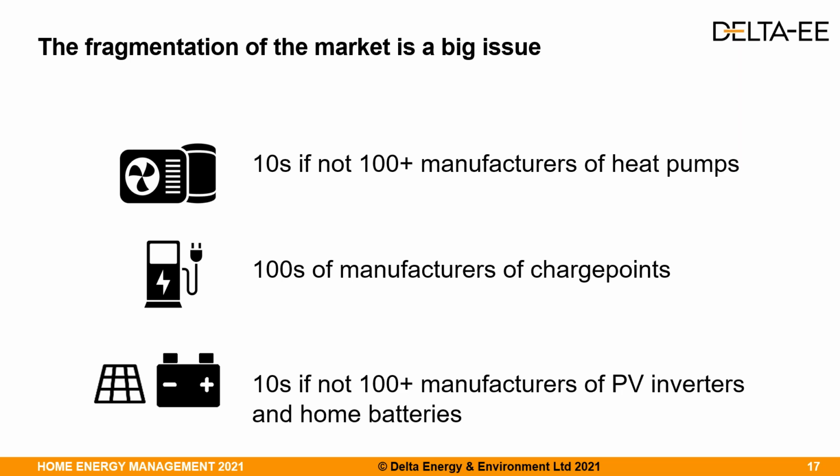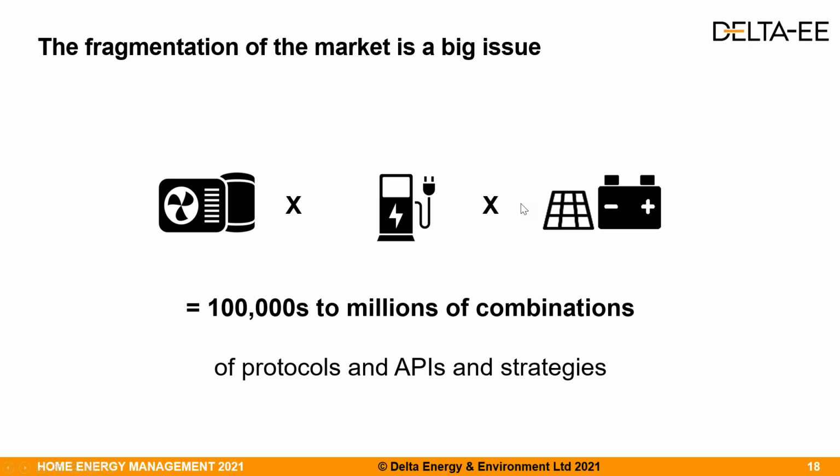For heat pumps, there are tens, if not 100 manufacturers across Europe, between air to water, air to air conditioning, even other types of electric heating. For EV charge points, with the massive growth that we are seeing across Europe, there are hundreds of companies active in the market, which means as many manufacturers, as many protocols to control the charge points and the load for the car. And there are tens, if not hundreds of manufacturers of PV inverters and batteries. So all of this combined means that you have hundreds of thousands of combinations between different loads in the home.